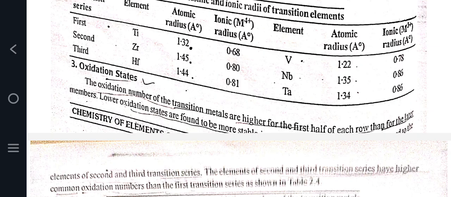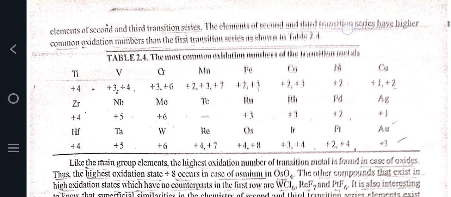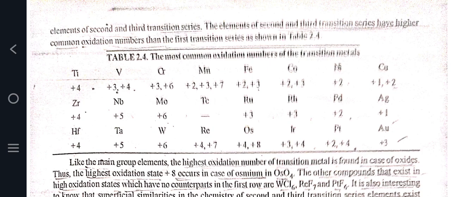Oxidation state. The oxidation numbers of transition metals are higher for the first half of each row than the later members. Lower oxidation states are found to be more stable. Elements of the second and third transition series have higher or common oxidation numbers than the first transition series, as shown below. Like the main group elements, the highest oxidation number of transition metals is found in the case of oxides.